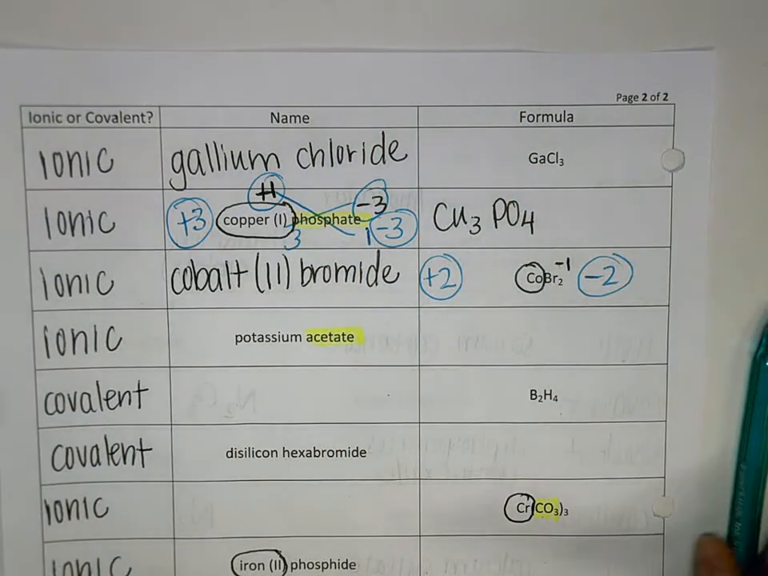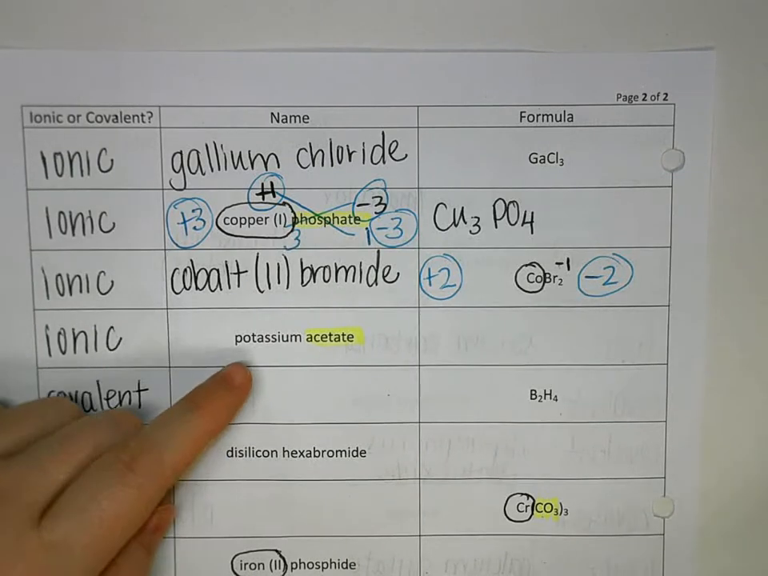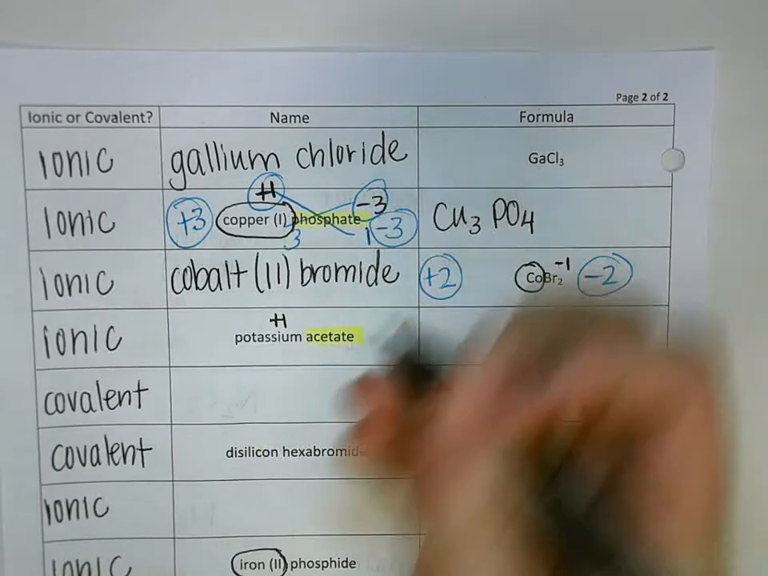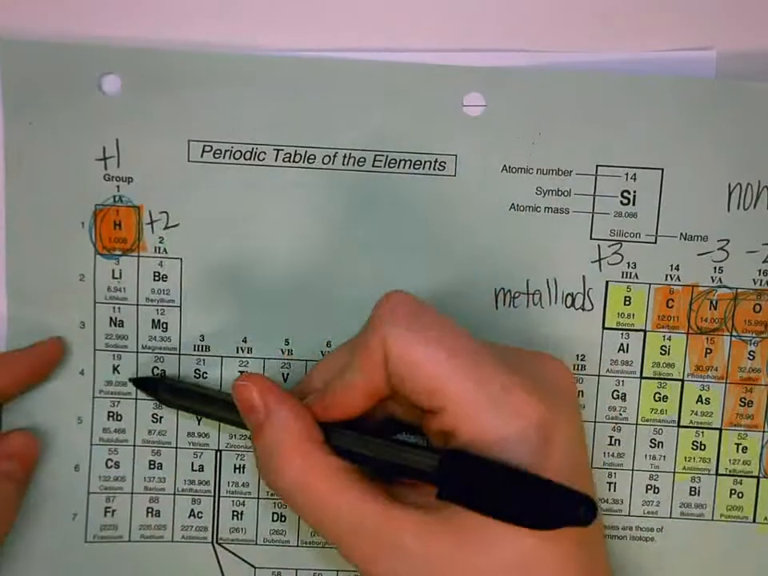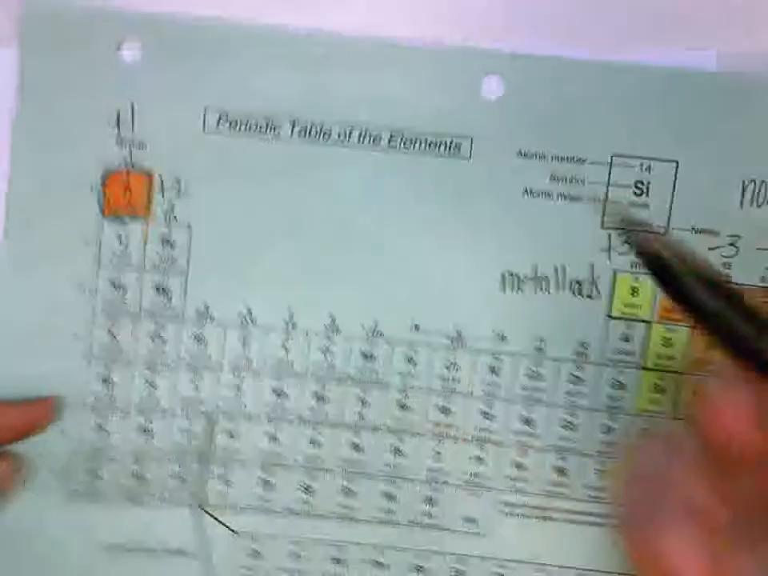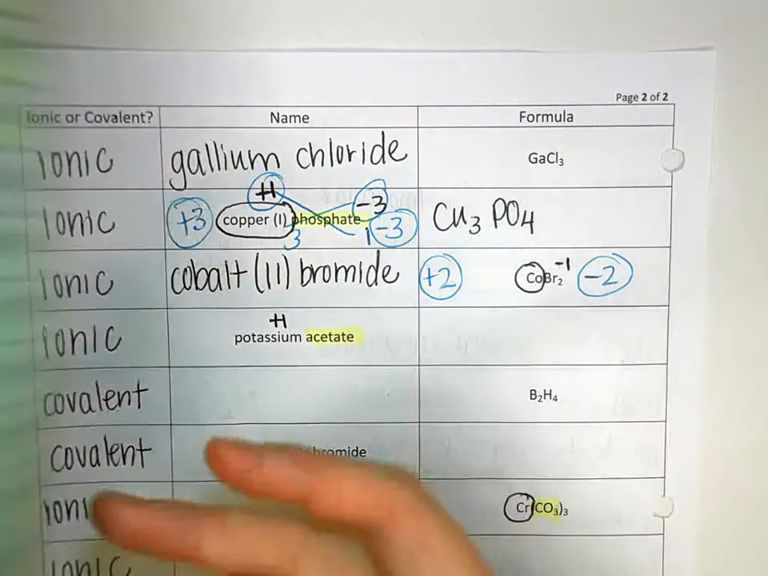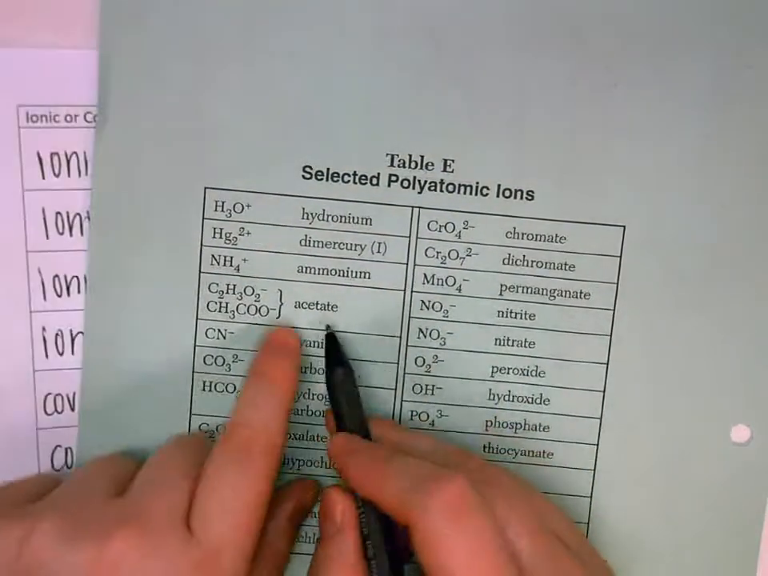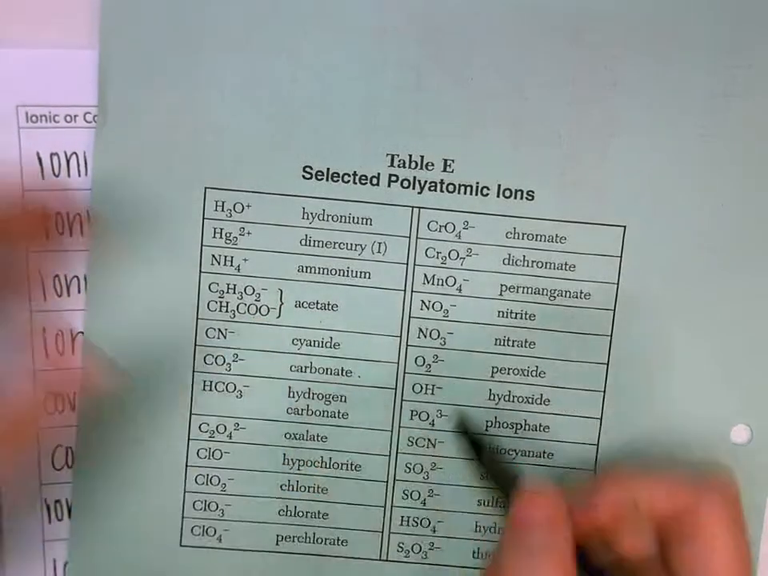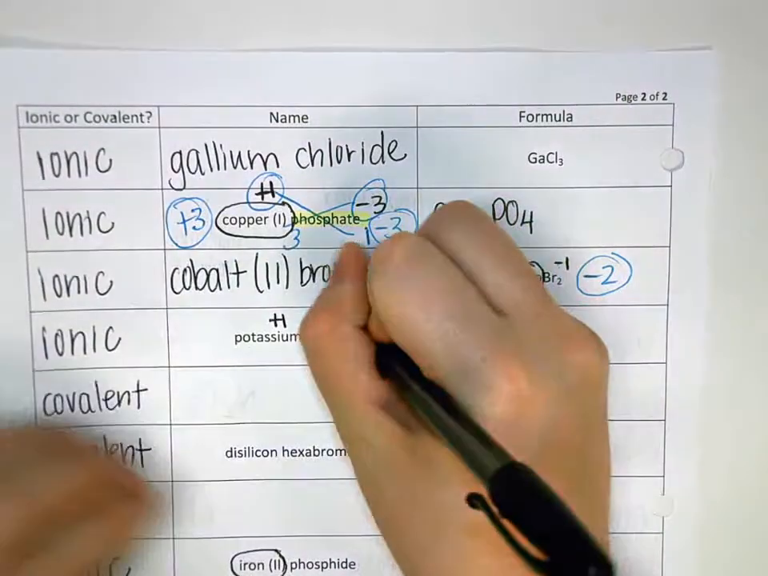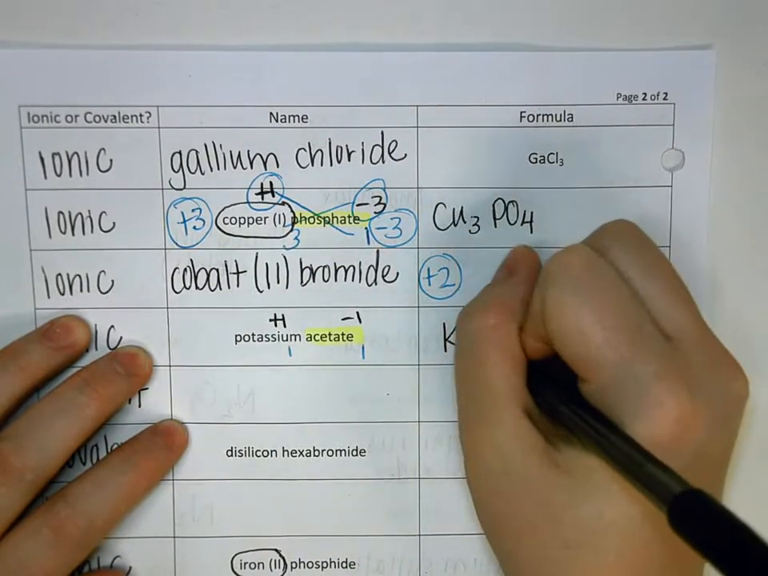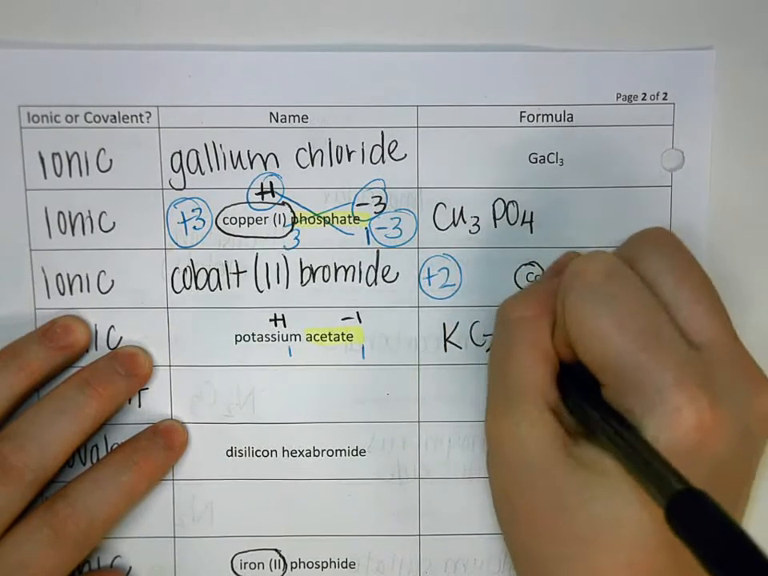Potassium acetate is next. So again, I've got to check my charges. So potassium is +1. I know that because it's in the first column. And acetate is a polyatomic ion, so I can look that one up. And the charge in acetate is -1. So whenever I crisscross the charges, I just get 1 and 1. So I'm going to have 1 potassium and 1 acetate.